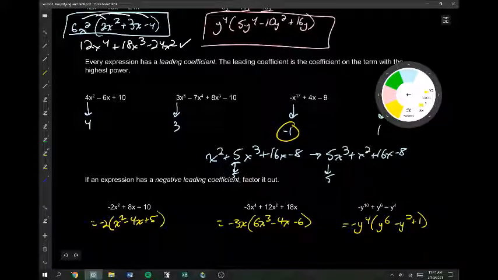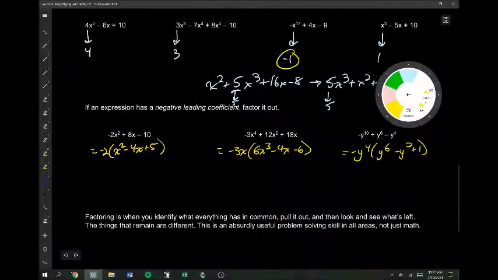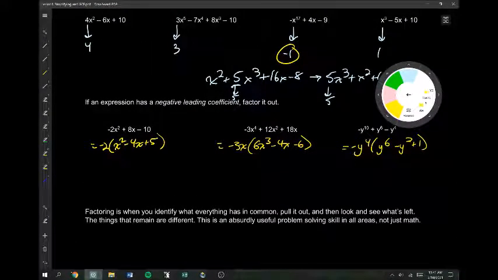I went through those last 3 a bit too quickly. We'll talk about them in class, and maybe I'll start the next video with those as well. But there's factoring out greatest common factors. Now, factoring is what you do when you identify what everything has in common, and then you pull it out. When you pull out everything that's in common, what's left is what's different. Okay, the things that remain are different.